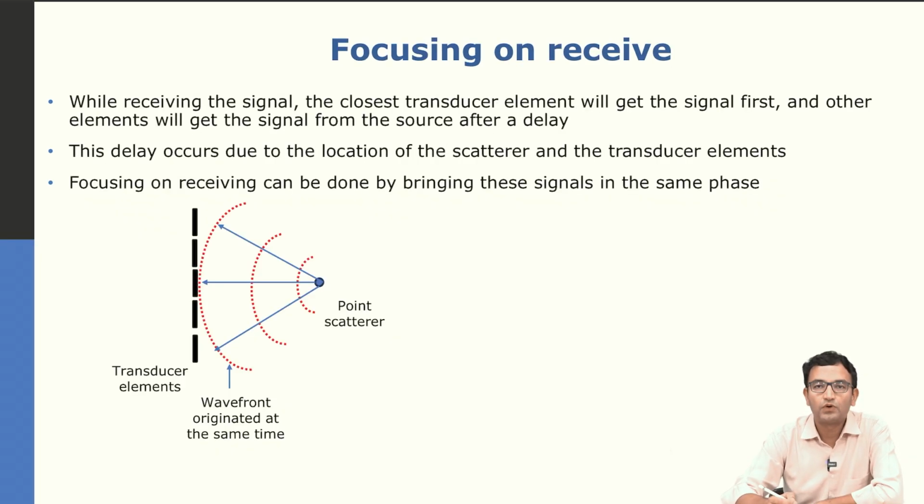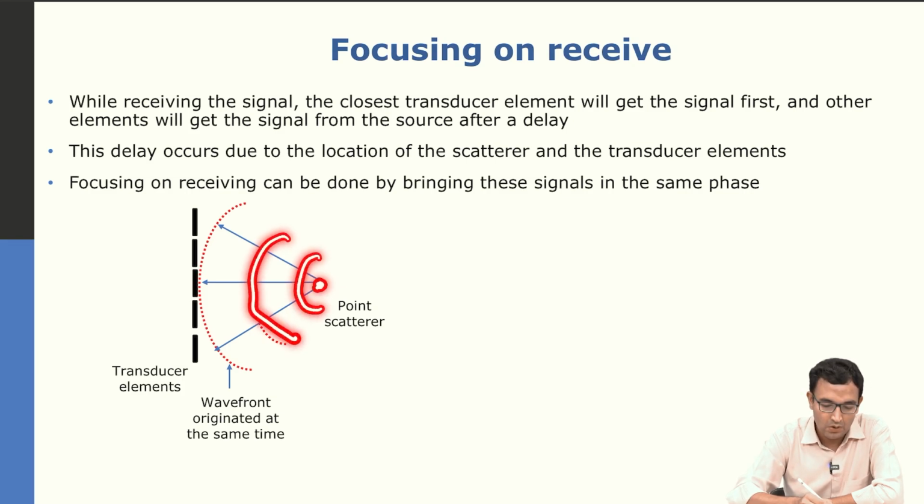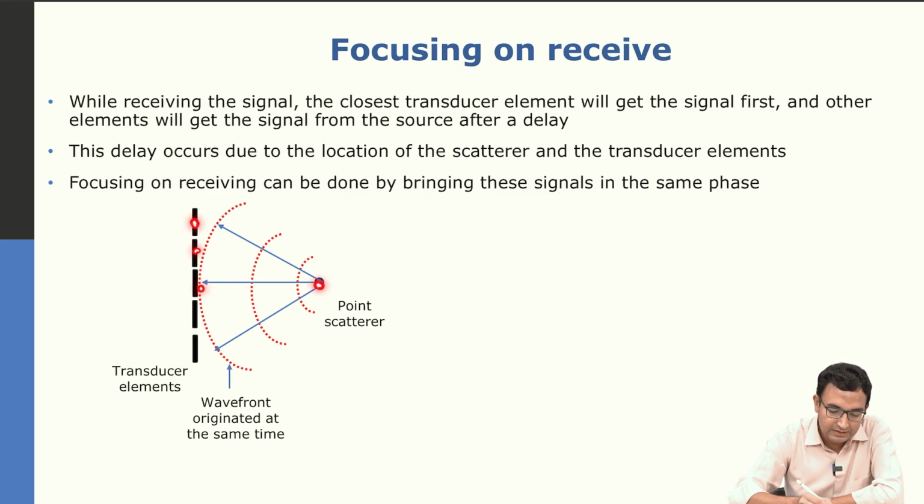So, lastly, let us discuss focusing on receive. It turns out when you send a delayed profile wave and make the signals arrive in phase at a certain point, once the signal is scattered from the scatterer, again what you see is that the signals will arrive at different times at the various transducer elements. So, the signals will not arrive in phase. The closest transducer element will get the signal first, and the other transducers will get the signal after a certain delay. This delay occurs because of the location of the scatterer relative to the transducer elements.